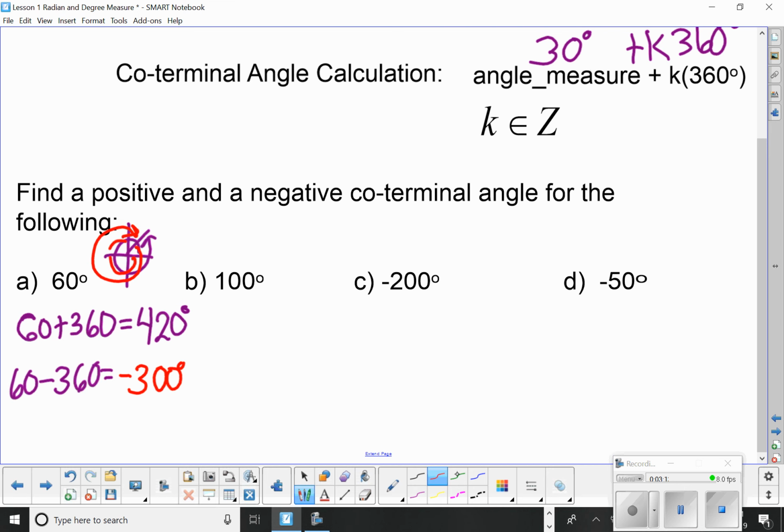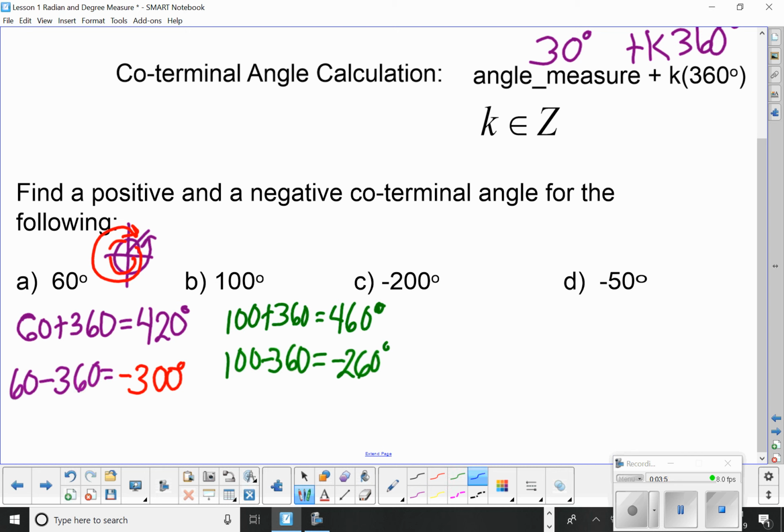Let's try this next one. 100 degrees. Well, 100 plus 360 is equal to 460 degrees. You must put the degree symbol. Without the degree symbol, one may think it's radians. To get a negative, it's 100 minus 360, and that's negative 260 degrees. 100 degrees, 460 degrees, negative 260 degrees are all coterminal.